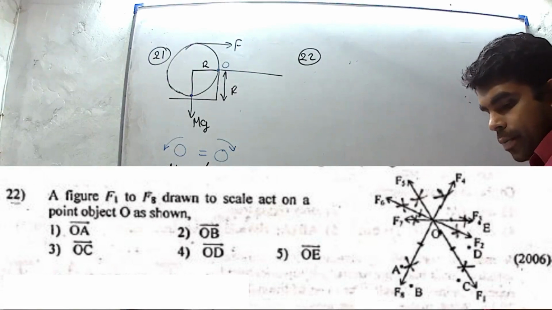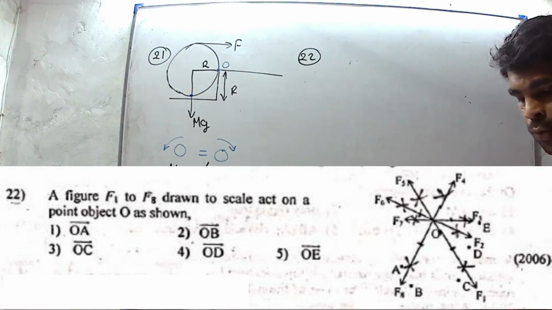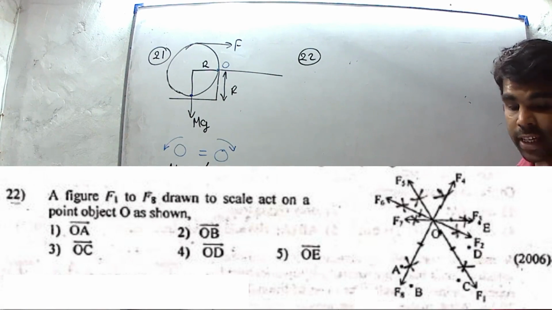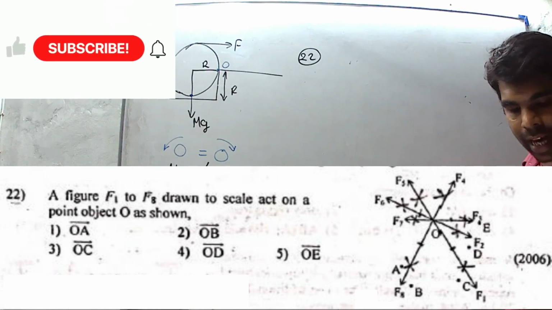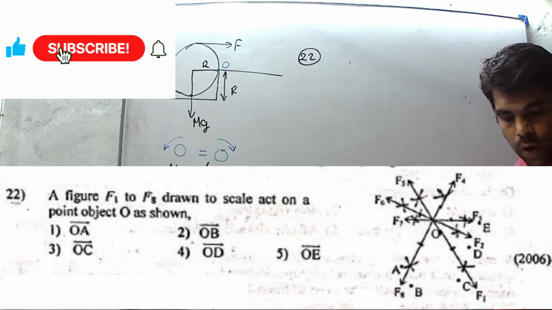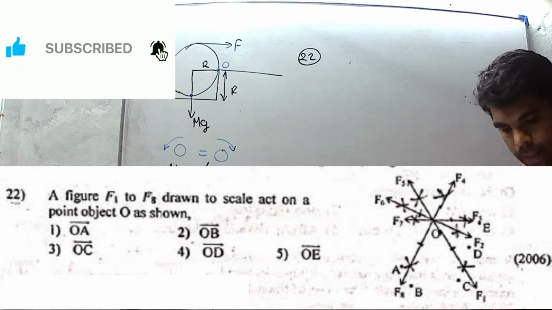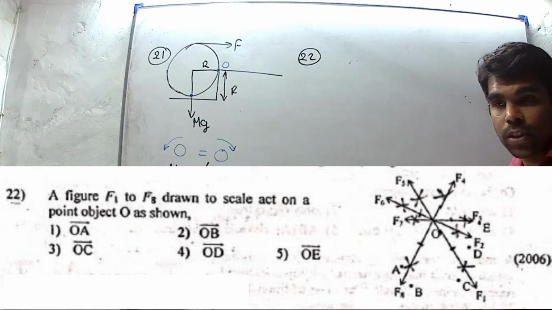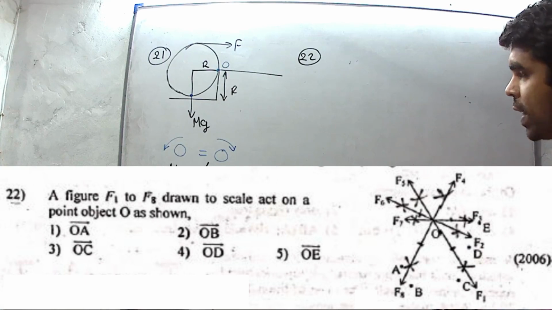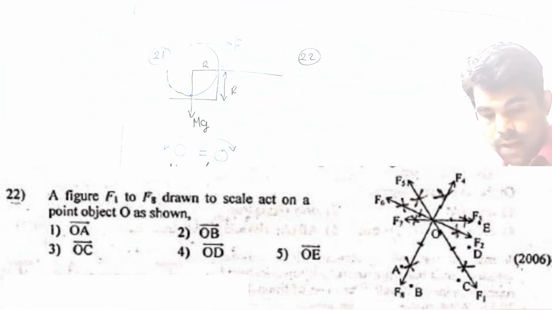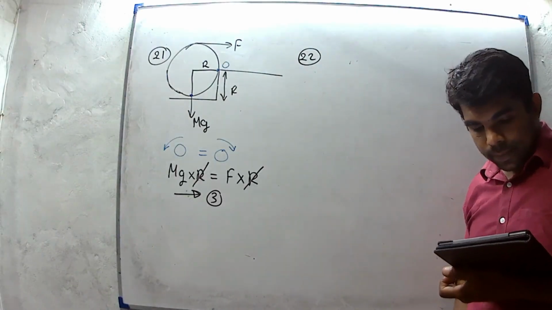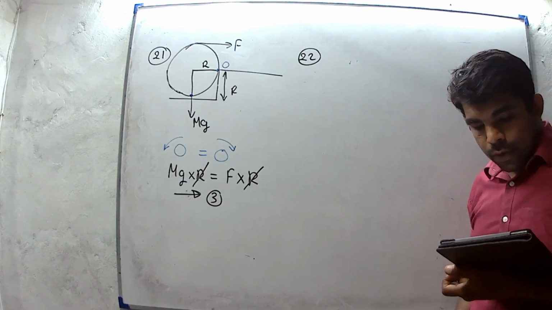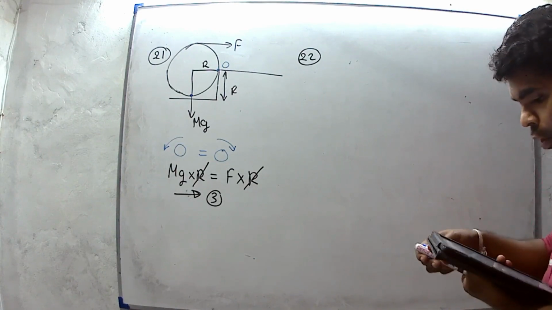Now question number 22. Forces F1 to F8 drawn to scale act on the point object O as shown. They have not given the question. The question should be to find the resultant force on the object. Then we can cancel out forces.